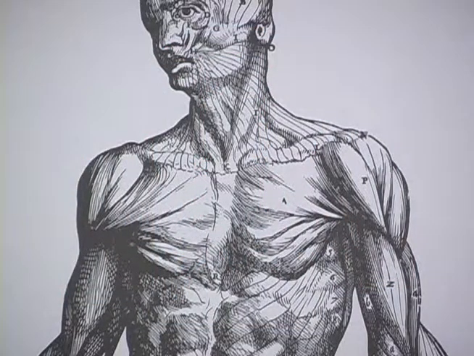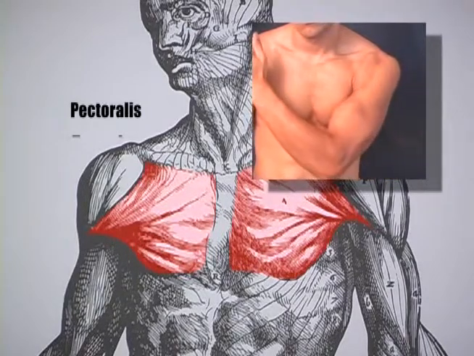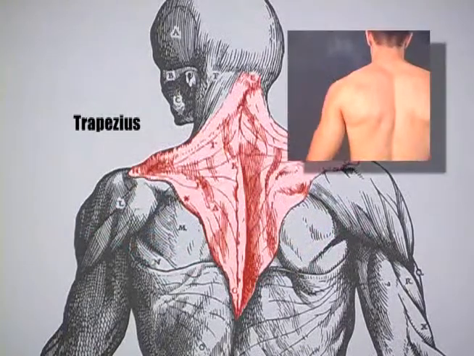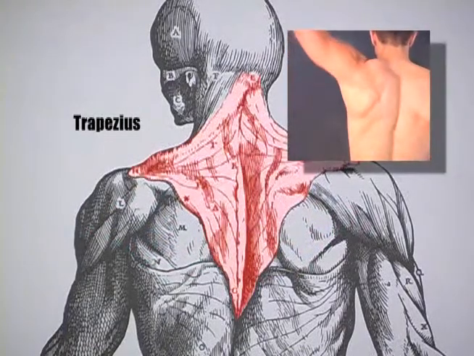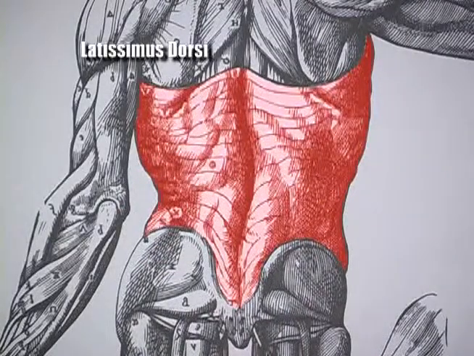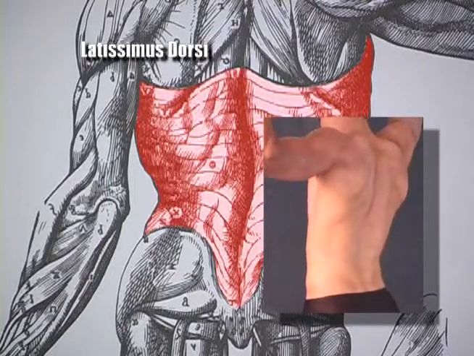The prominent muscles of the shoulder are the pectoralis, which pulls the arm forward and upward, the trapezius and deltoid, which help to raise the arm laterally and over the head, and the latissimus dorsi, which helps to pull the arm back and down.